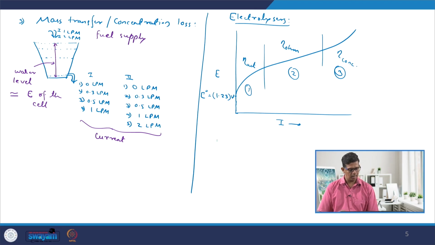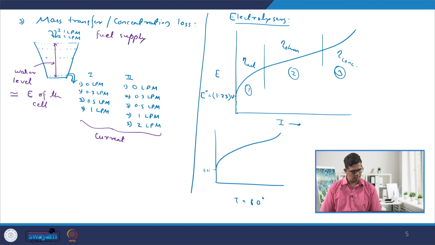That underlines the fact that if I am operating at, let's say, T equals 80 degrees Celsius, instead of starting this curve at 1.23, it probably will start at 1.15 volt. So what does it imply? It implies that we need to supply a little lower electrical energy to break the water at 80 degrees Celsius, and that brings down our electrical consumption to generate these hydrogen and oxygen gases.